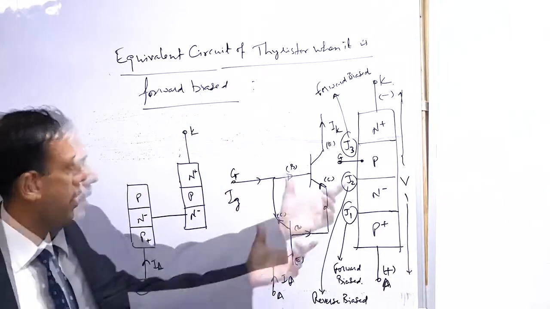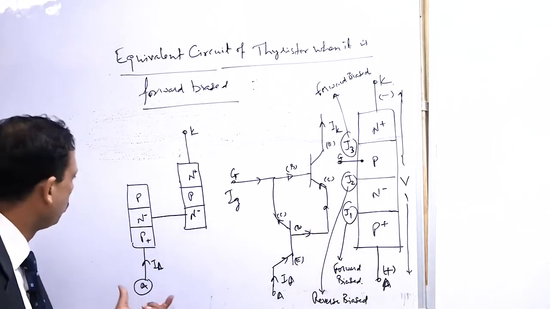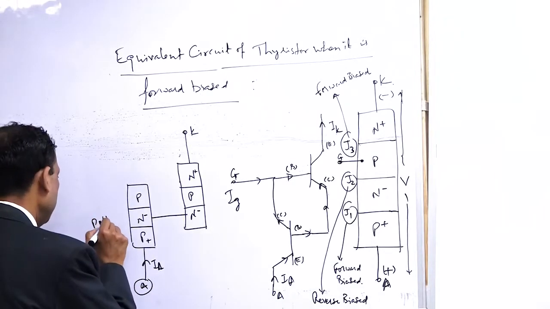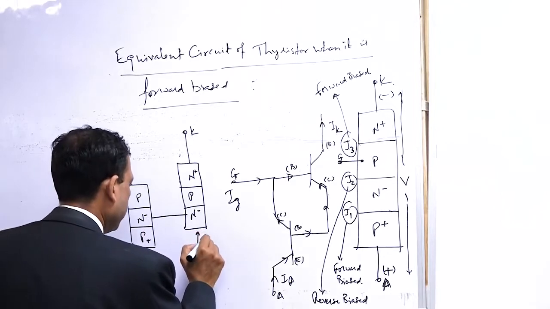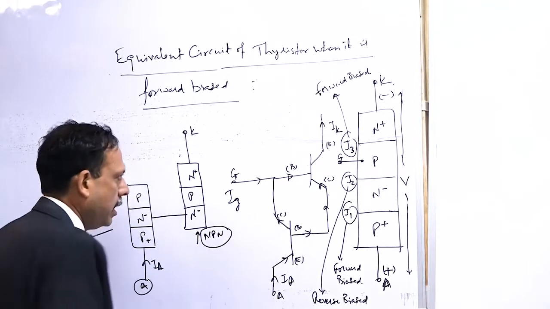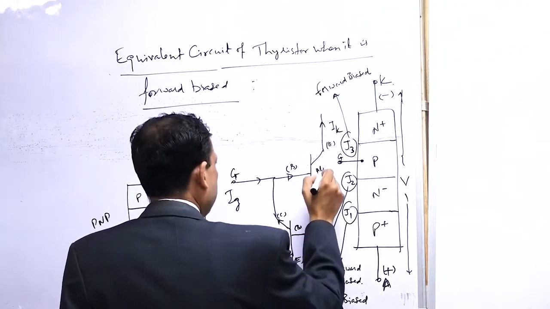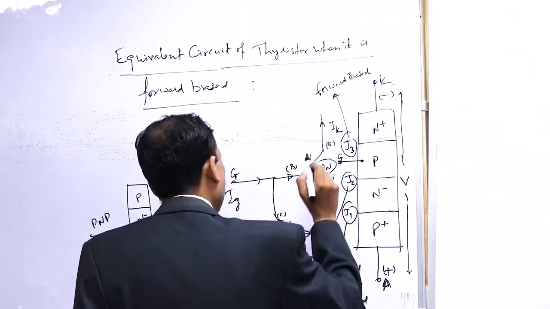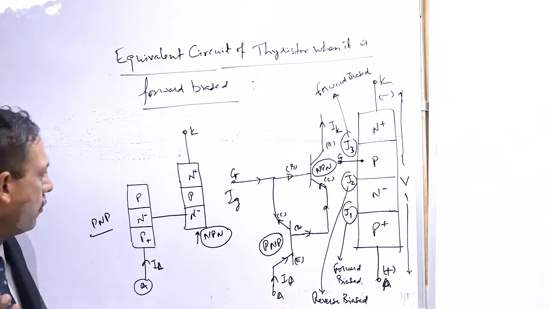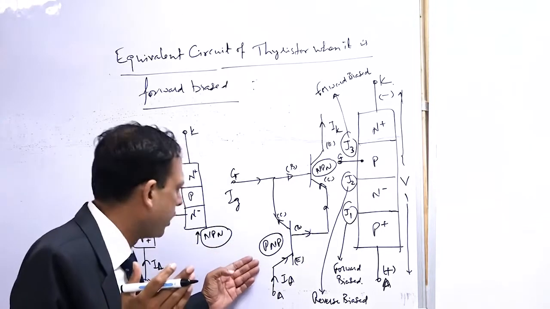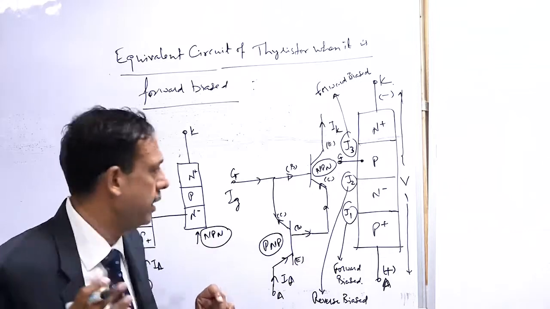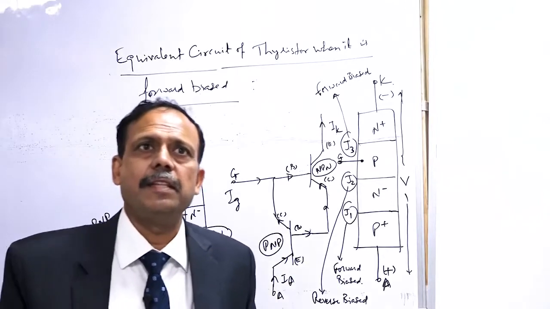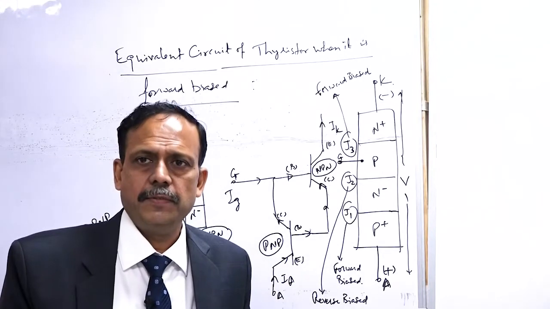A thyristor with forward bias is equivalent to two transistors: one is a PNP transistor and the other is an NPN transistor. This is your NPN transistor and this is the PNP transistor. Because many of you may have forgotten what a transistor is, I am going to explain briefly the difference between PNP and NPN, so that you can clearly understand.